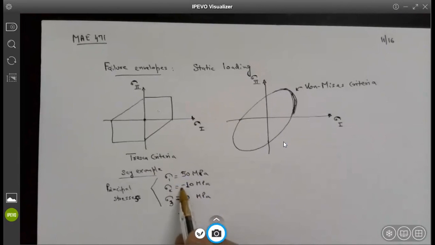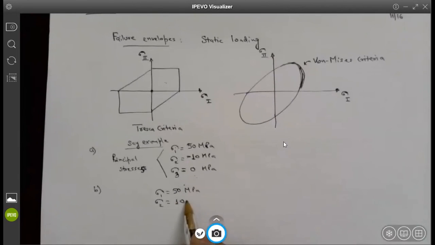The reason being, here I have taken sigma 2 as minus 10 megapascals. And let's say I have another design situation where the principal stresses are sigma 1 is 50 megapascals, sigma 2 is 10 megapascals, and sigma 3 is 0 megapascals. By changing the sign, you will see that the factor of safety changes a lot between these two situations. So let's figure out those factors of safety.